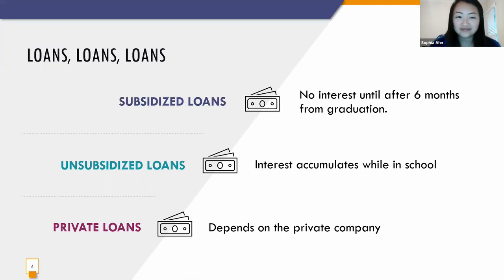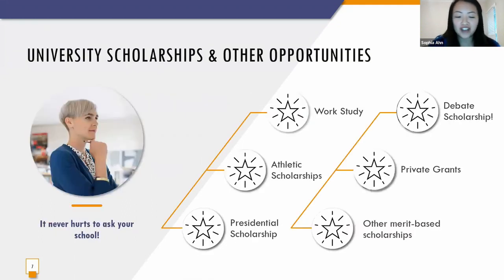So besides FAFSA and the government and taking out loans, there's a lot of other ways that you can also pay for school. So work study is one way that you can do that. And a lot of times the school will offer sort of student-run jobs that you can earn money through to help you pay for school. That also is based off of FAFSA, another reason why FAFSA is so important to do.